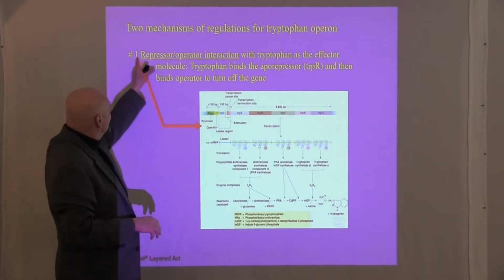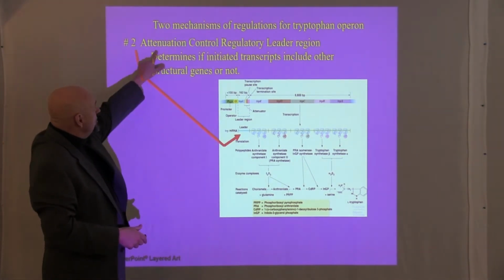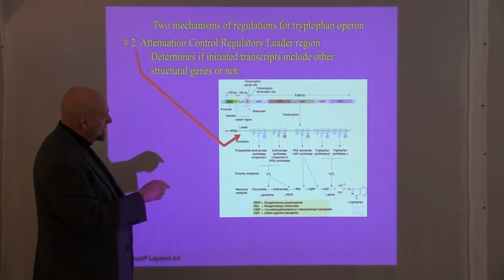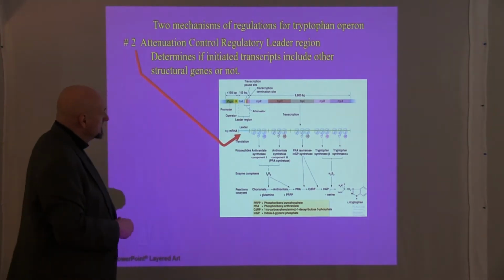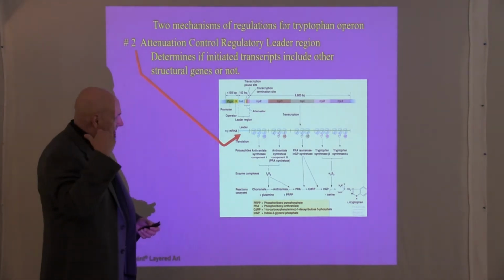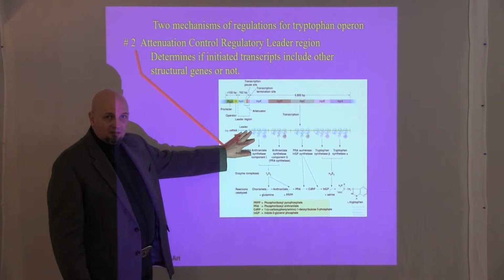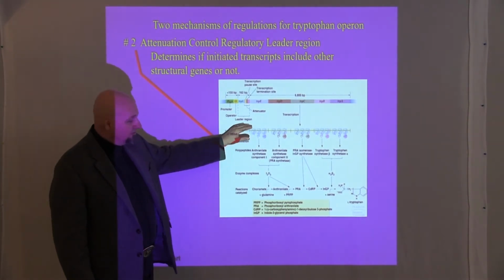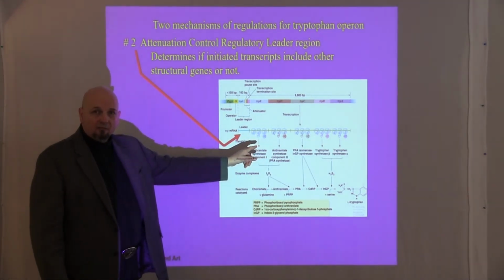And this is the next level of regulatory mechanism. It's called attenuation control, the regulatory leader, and it involves this region that is being expressed here. It's going to be this area that leads into this system. The thing to remember about bacteria is that when a bacterial cell is generating a messenger RNA, at the same time the ribosomes can bind. As soon as this comes out far enough, the ribosomes can start binding and generating the polypeptide.